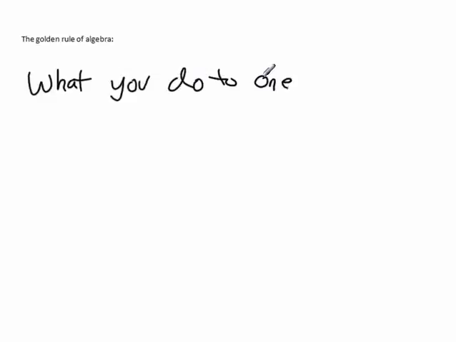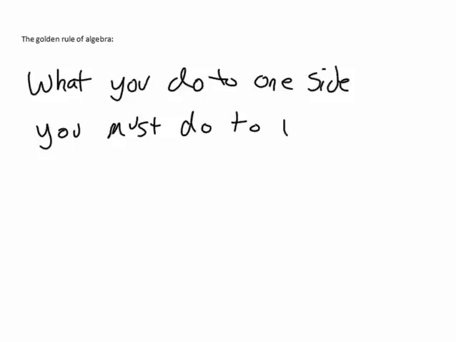Well, the same thing really applies to algebra. The golden rule of algebra is that what you do to one side of an equation, you must do to the other. Now, this keeps things balanced. So if we're going to take 4 away from the left-hand side, we better take 4 away from the right-hand side. If we're going to multiply the left-hand side by 12, we better multiply the right-hand side by 12.